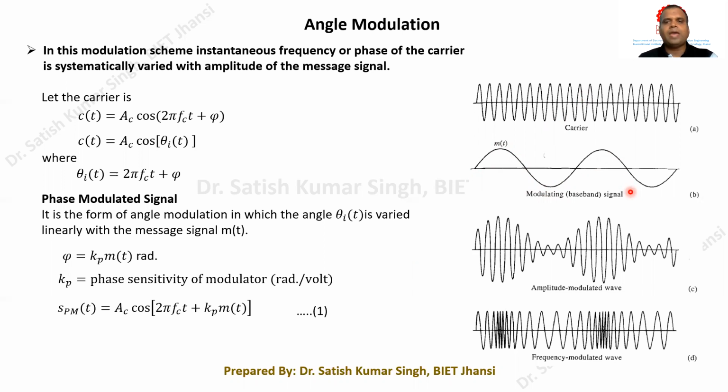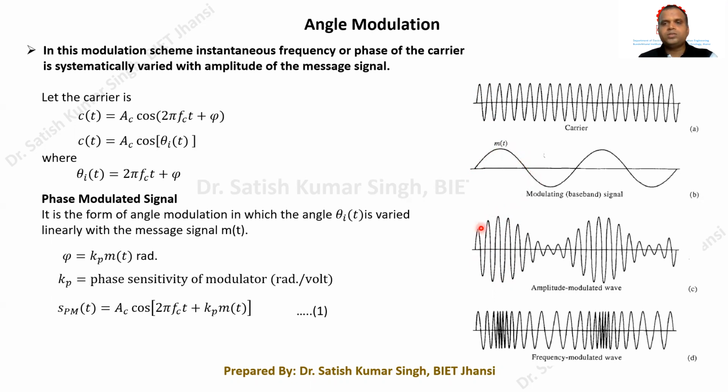In the case of amplitude modulation, what we are doing is changing the amplitude of this carrier in a systematic way with respect to the magnitude of the message signal. That was shown in this picture. Here we can see that the carrier's amplitude is actually being varied according to the amplitude of the message signal.